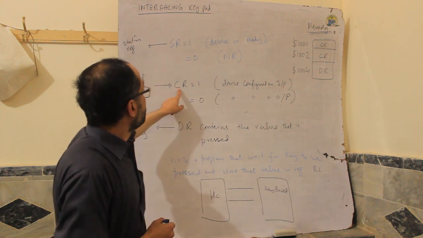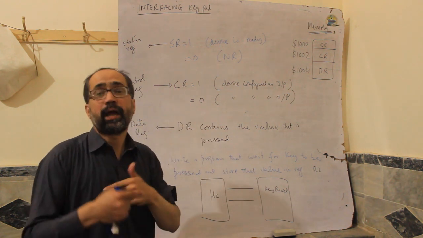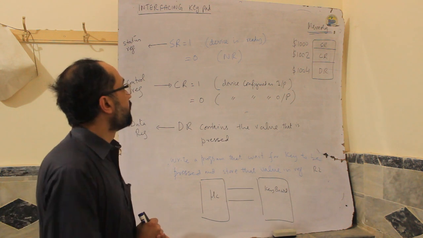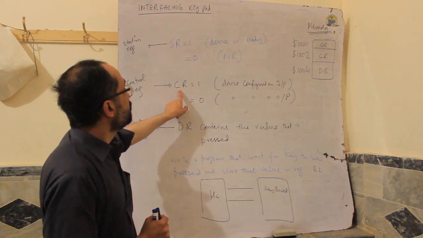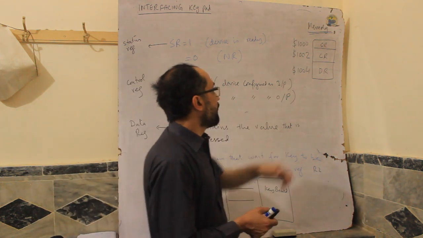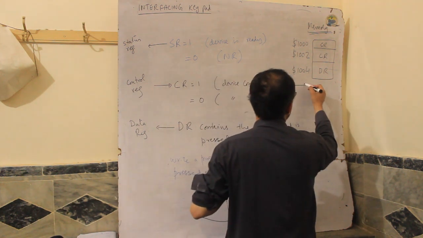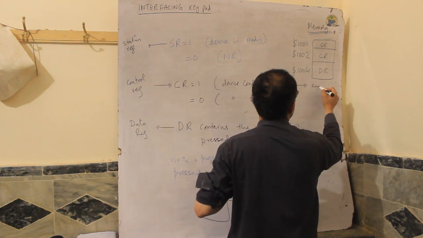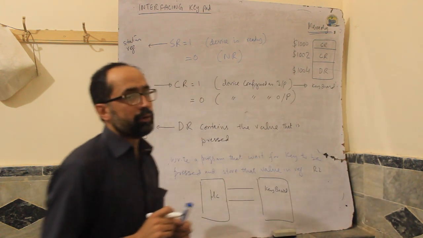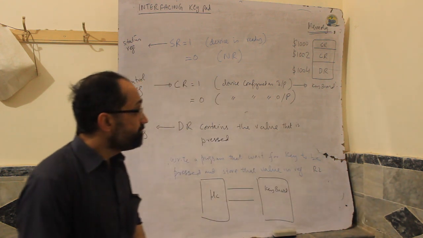And then the value of the control register. It can help us to configure the device as an input device or an output device. If the value of the control register is 1, the device will be configured as an input. In this example, we are configuring the device as an input. So for a keypad or keyboard, the control register value will be 1. And if CR is equal to 0, the device is configured as an output device.